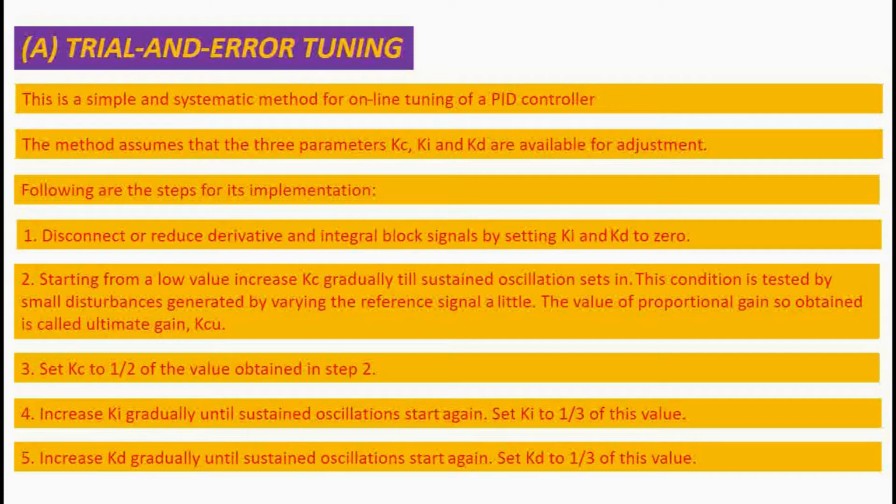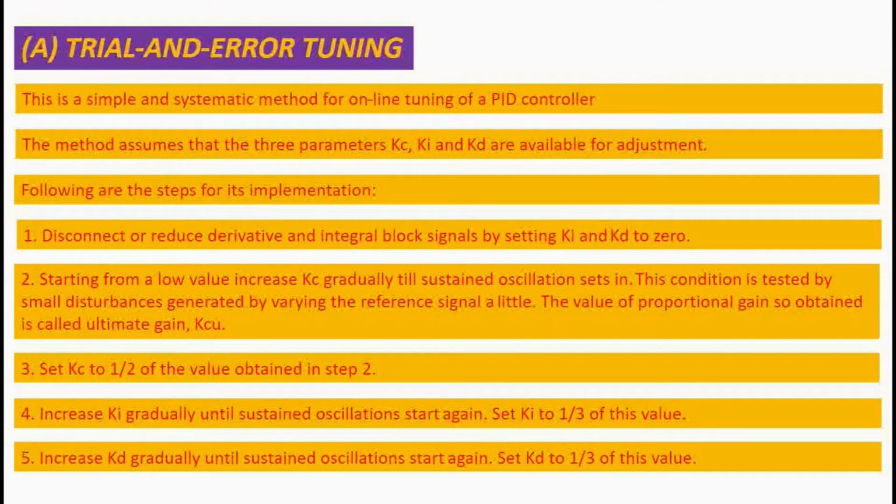And the value of proportional gain at which the sustained oscillation is obtained is called the ultimate gain, Kcu. Now we will set the Kc value to half of the value at which sustained oscillation is obtained, and go to the next step.